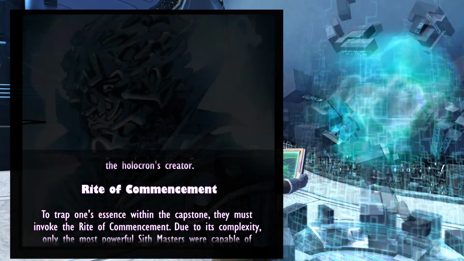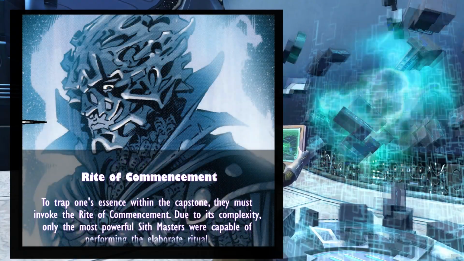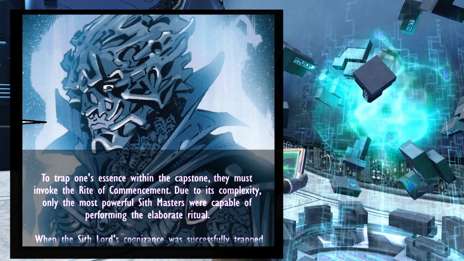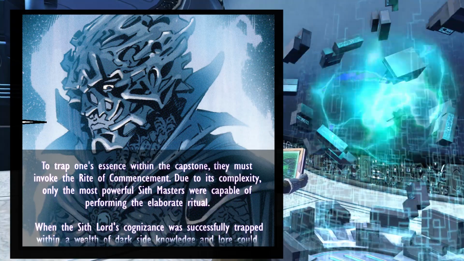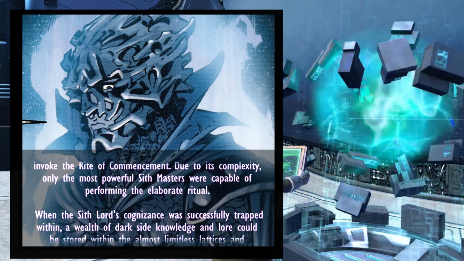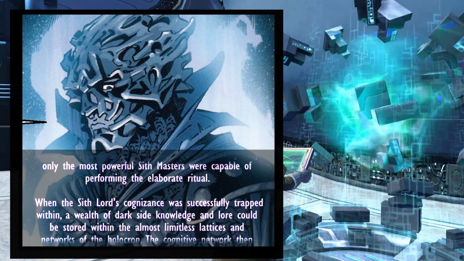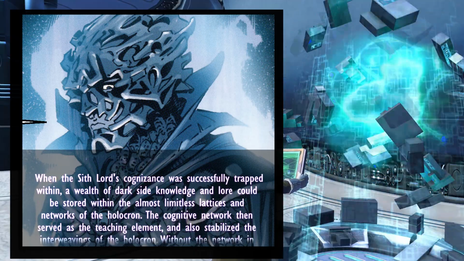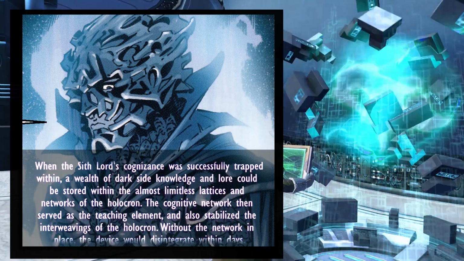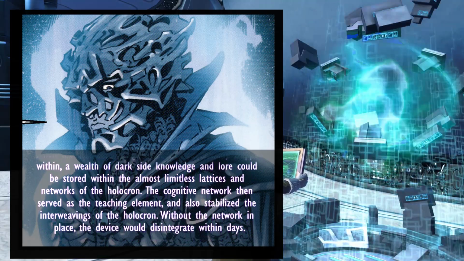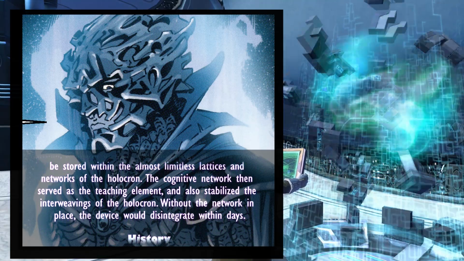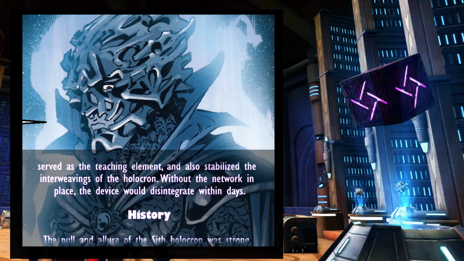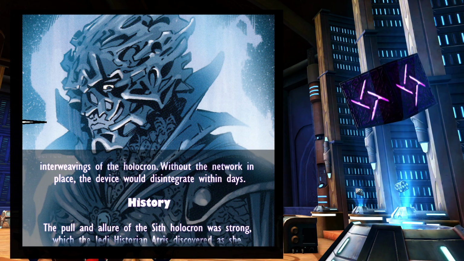Rite of Commencement. To trap one's essence within the capstone, they must invoke the Rite of Commencement. Due to its complexity, only the most powerful Sith Lords were capable of performing the elaborate ritual. When the Sith Lord's cognizance was successfully trapped within, a wealth of dark side knowledge and lore could be stored within the almost limitless lattices and networks of the Holocron. The cognitive network then served as the teaching element, and also stabilized the interweavings of the Holocron. Without the network in place, the device would disintegrate within days.